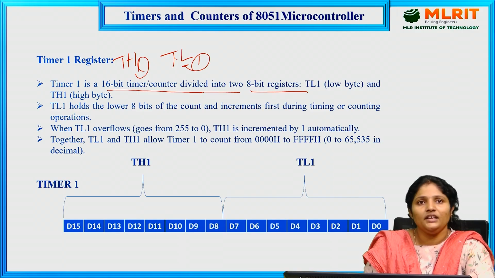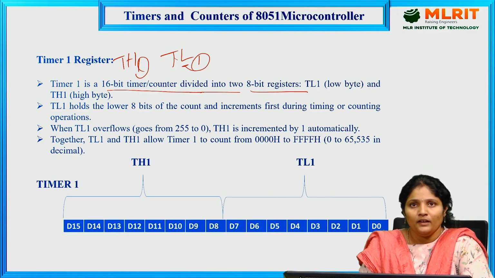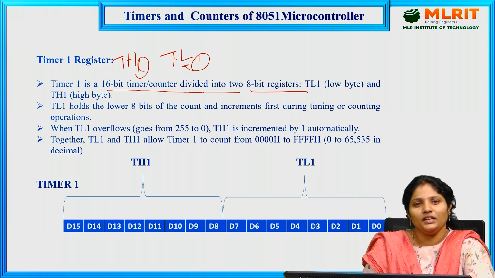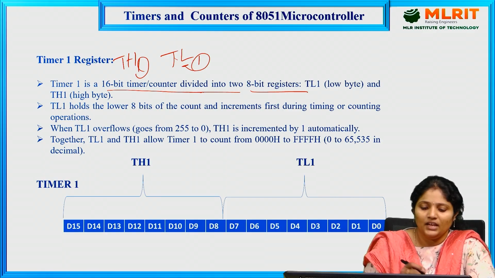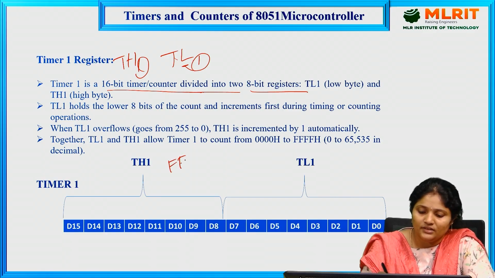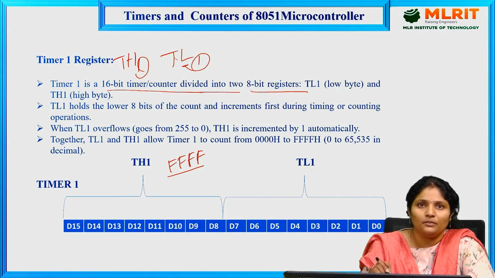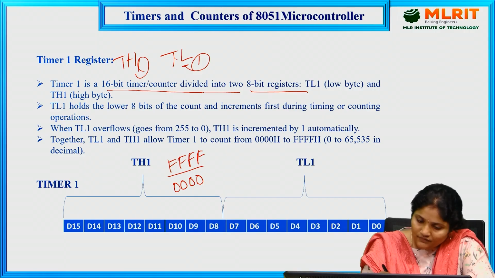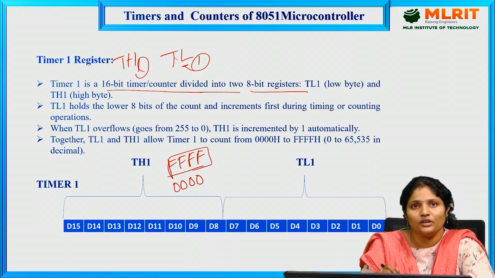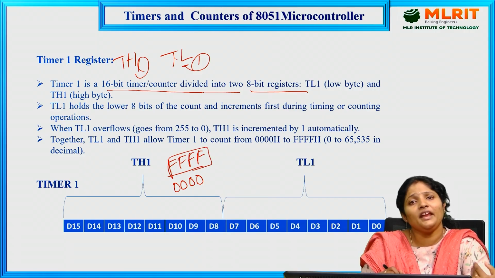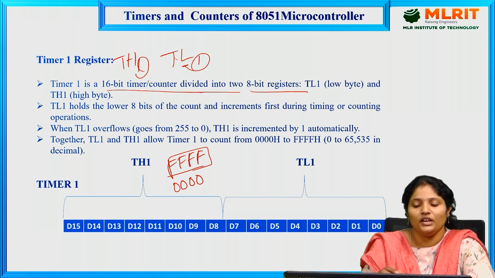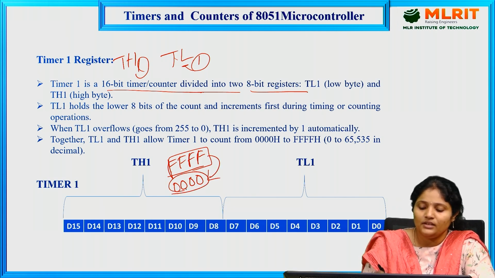So when TL1 overflows, what is overflow? There is one condition in timers: if the maximum size of the timer has been reached and another operation is going on, what happens? If the timer is a 16-bit register, the maximum value is FFFFH and the minimum is 0000H. If after reaching the highest location the timer has another event to execute, it will roll back to the original, the smallest value.